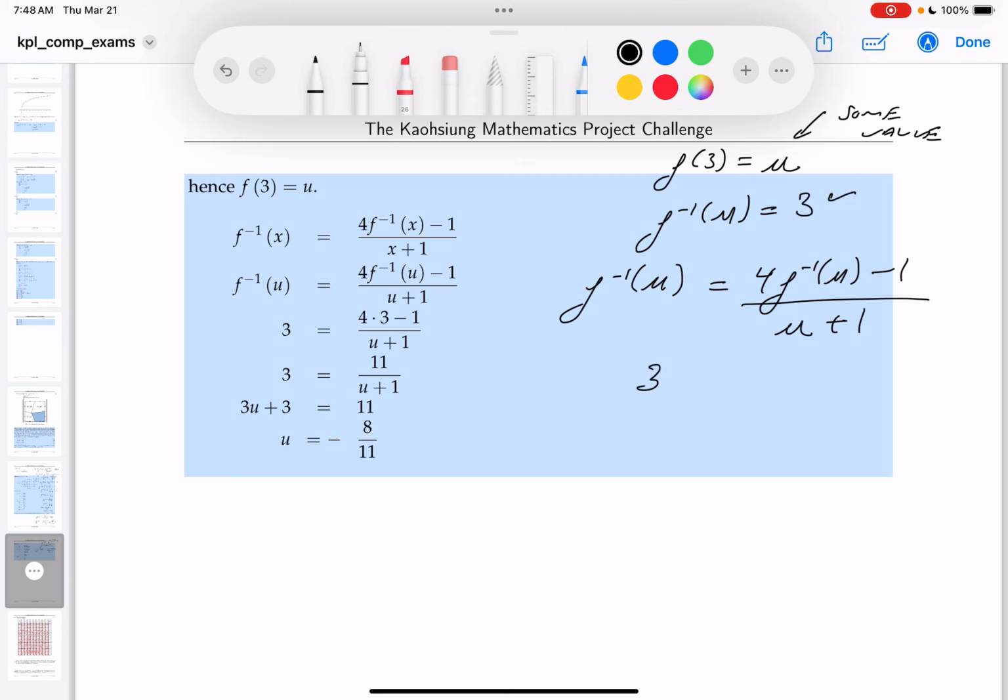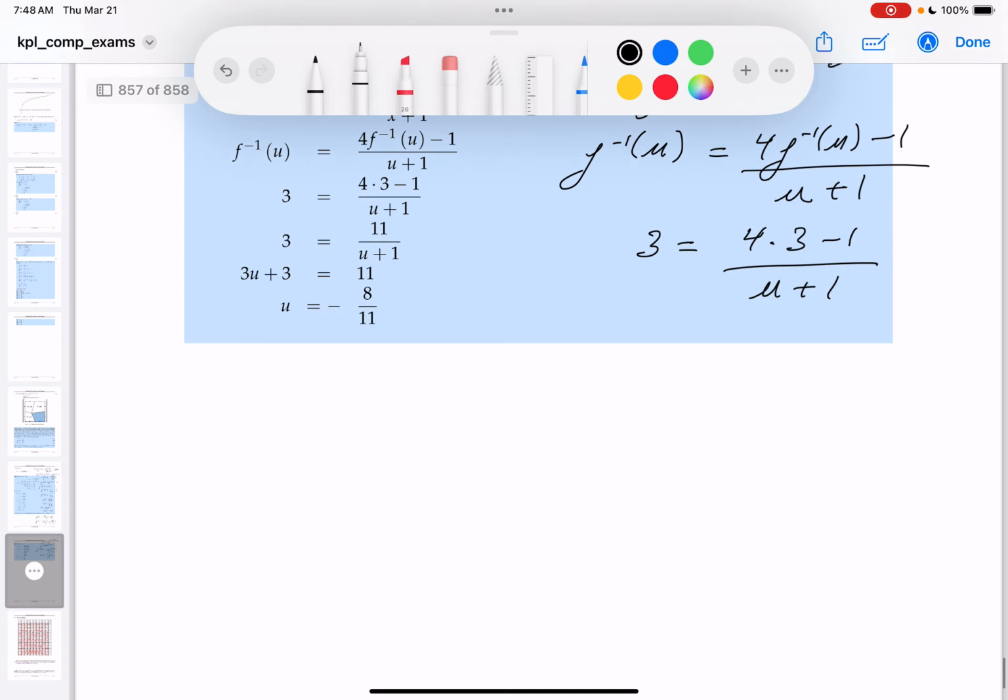Now, what's f inverse of u? It's 3. So I'll put that over here: 3 equals 4 times, what's f inverse of u, it's 3, minus 1, over u plus 1. I've got to solve for u now. What do you get over here? 4 times 3 is 12. 12 minus 1 is 11. And then you get u plus 1. I'm going to multiply both sides by u plus 1. That's 3u plus 3 equals 11. And 3u, taking 3 from both sides, is 8. And u would be 8 divided by 3.